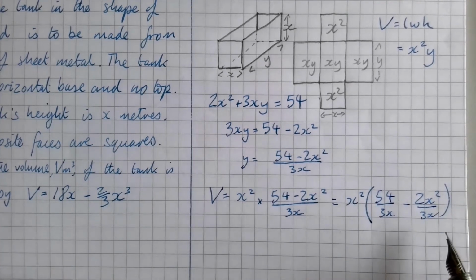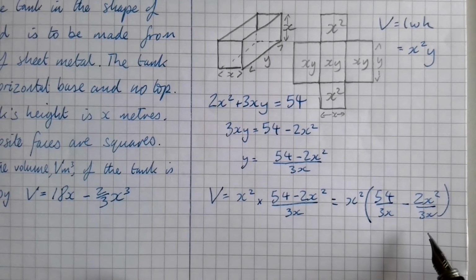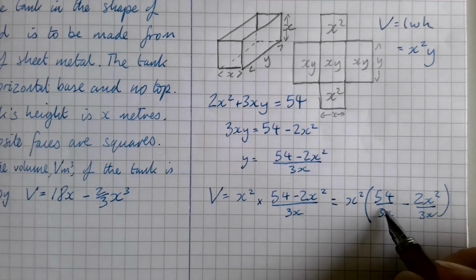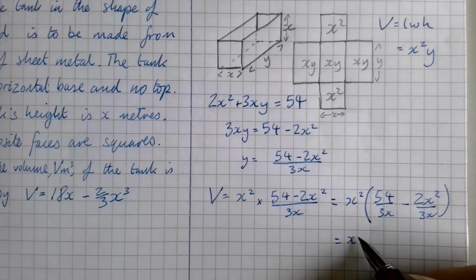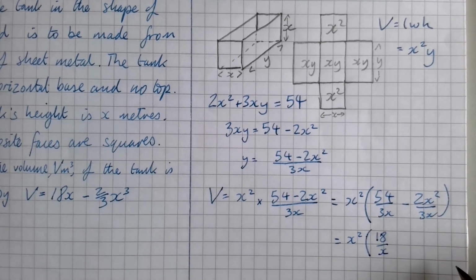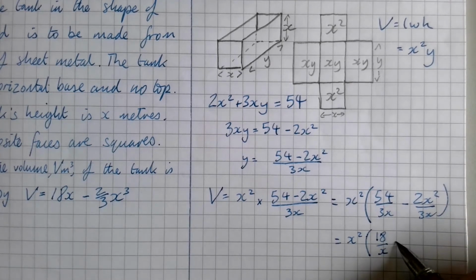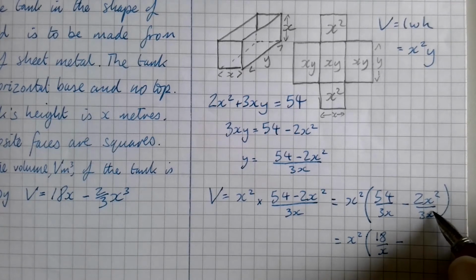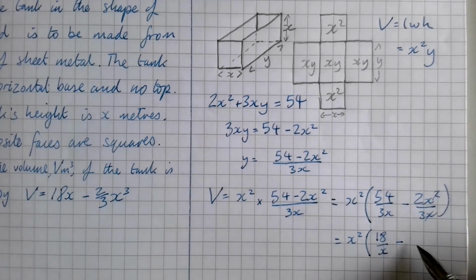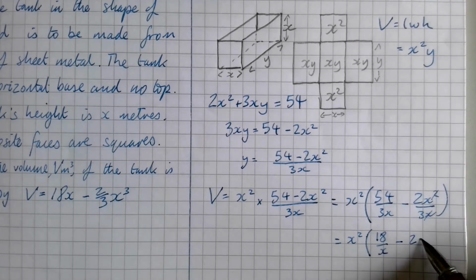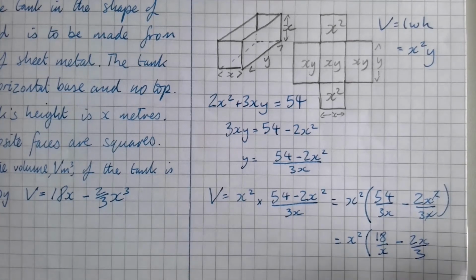So that gives me that, and then think, right, what can I do to simplify these? Well, I can divide by 3 there, and 3 goes into 54 18 times. So that would be 18 over x. And then over here I can divide top and bottom by x. So that gives me minus 2x over 3.